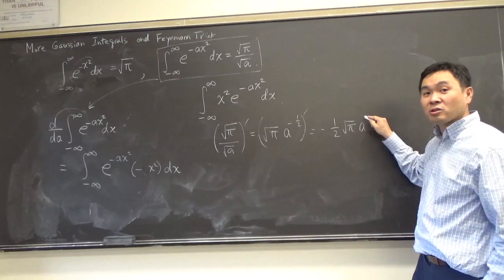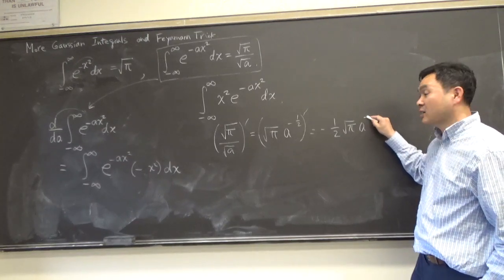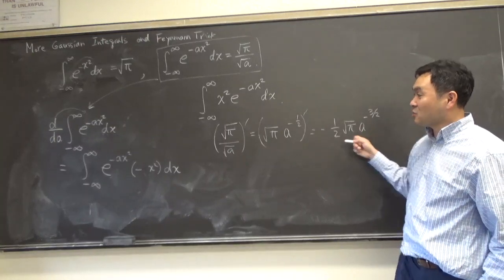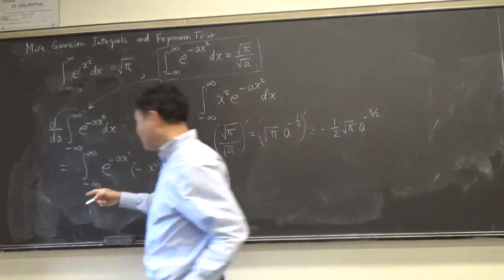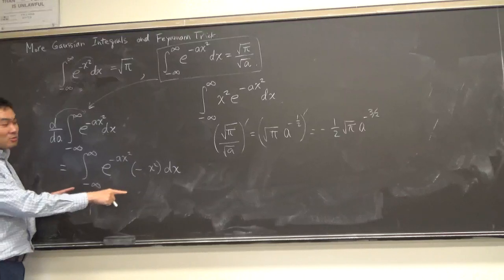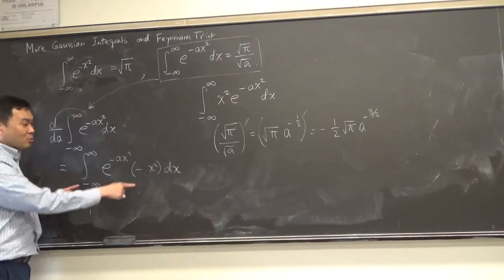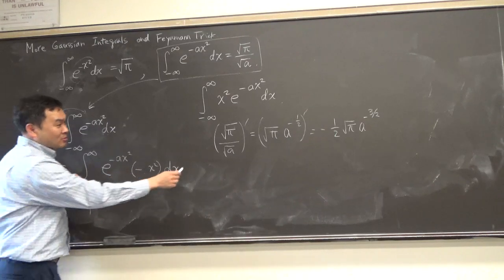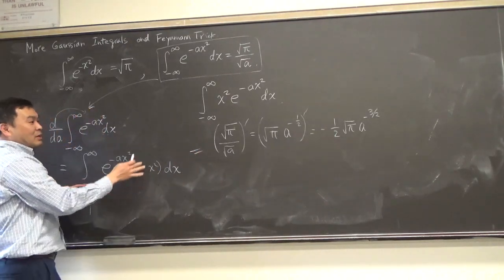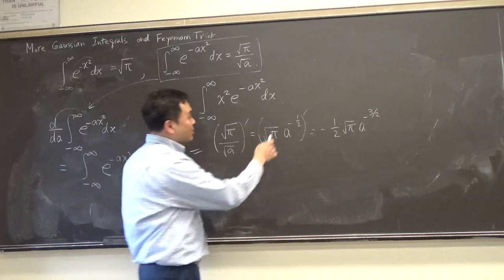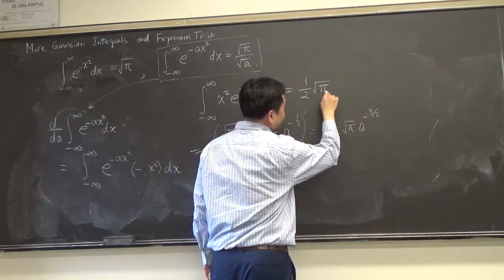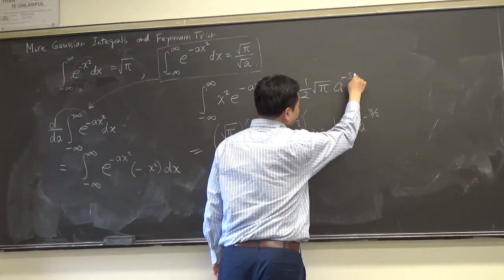And then you subtract 1 off. What's that? Negative 3 over 2. Right? Now this is equal to that. And isn't this almost what we want? What's the only difference? We want this, right? What's the only difference? Negative sign. There's a negative sign. So if we set these two equal and divide both sides by negative, here's what we get. We get this equals positive 1/2 square root of pi a to the negative 3 over 2.